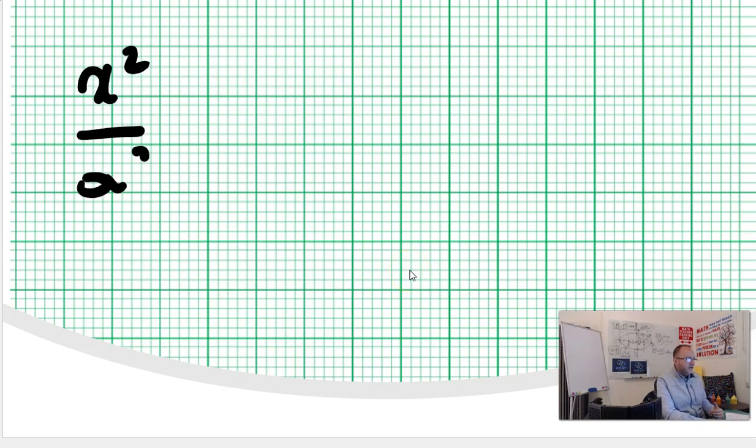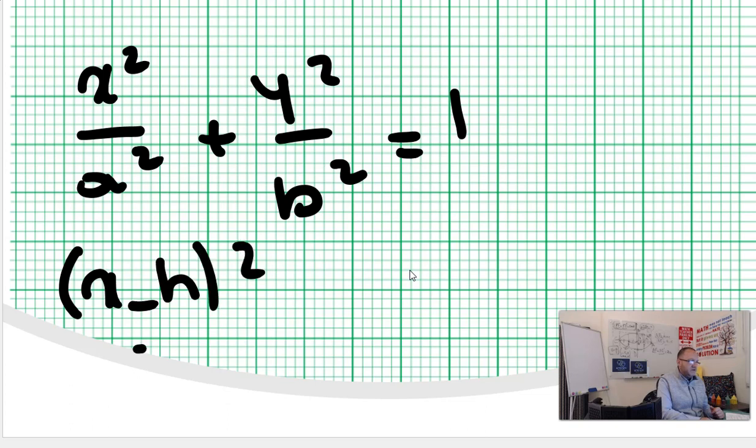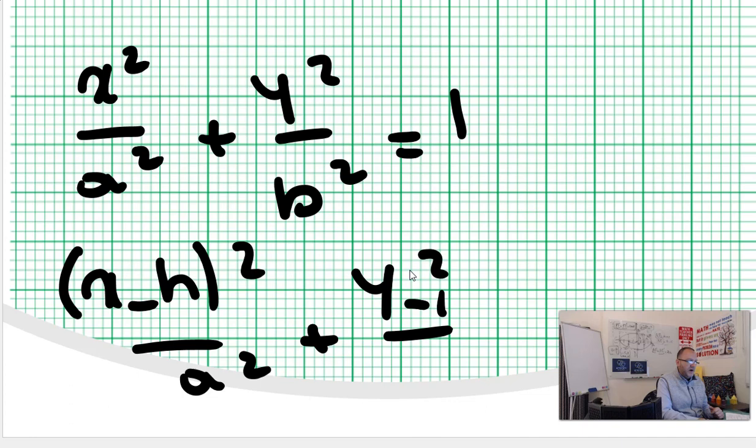x squared divided by a squared plus y squared divided by b squared equals 1. You get rid of the c's, basically, okay? And if it's not at the origin, it's (x minus h) squared divided by a squared plus (y minus k) squared divided by b squared equals 1.